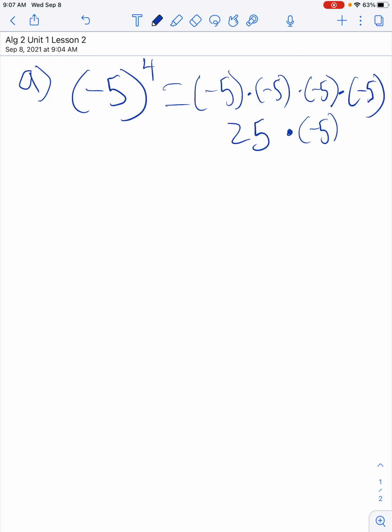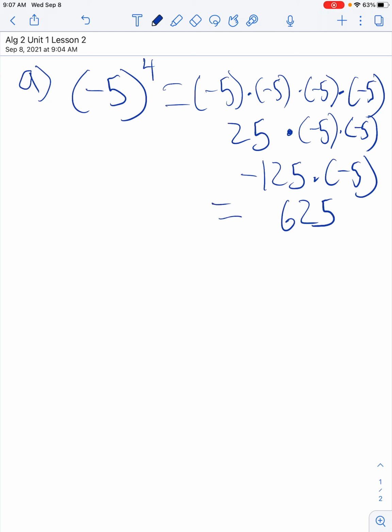So I get -5 times, well, I could do 25 times -5. We'll just go down the line. 25 times -5 is -125. And I still have one more -5 to multiply by. A negative times a negative gives me positive 625. So (-5) to the fourth power equals 625.